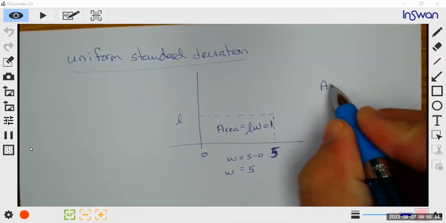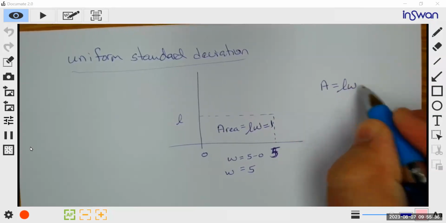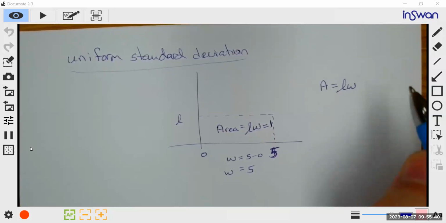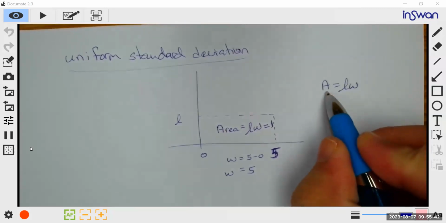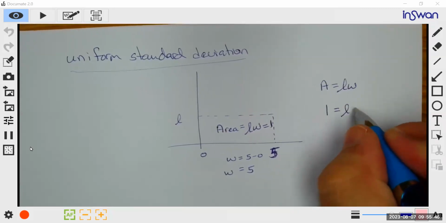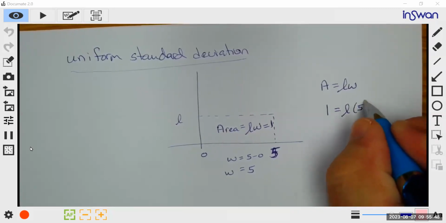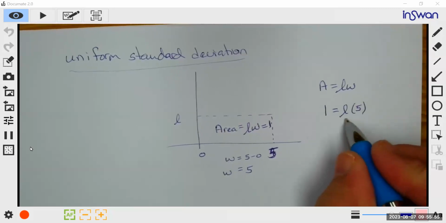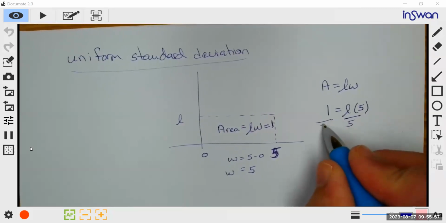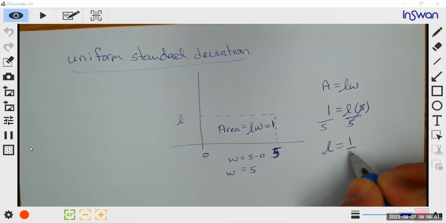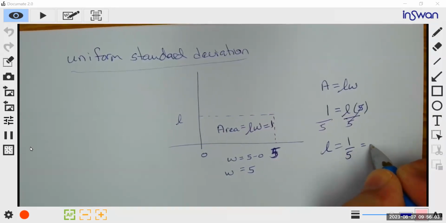We know that the formula for area is length times width. We have 2 of these variables defined. What's the area? 1. The width is 5. Calculate L. So divide both sides by 5. So the length is 1/5, which is 0.2.